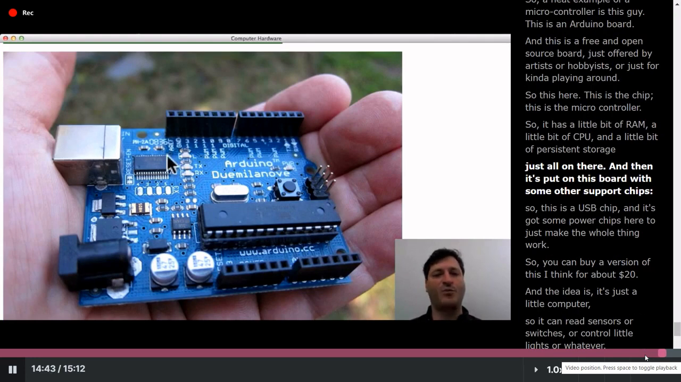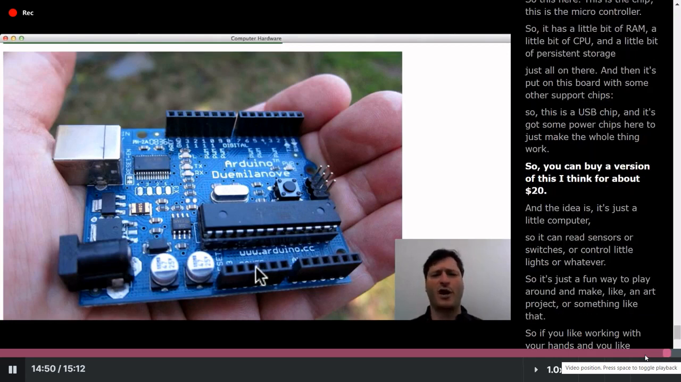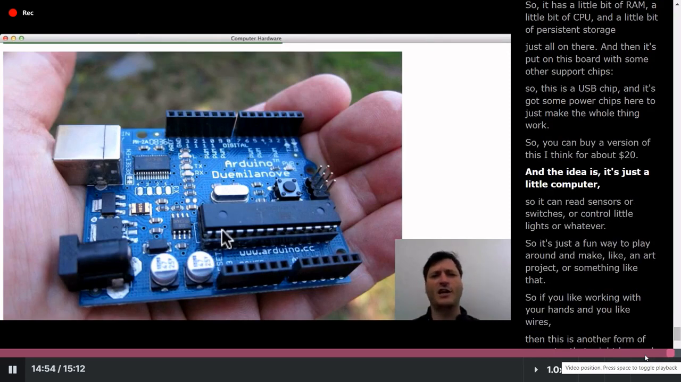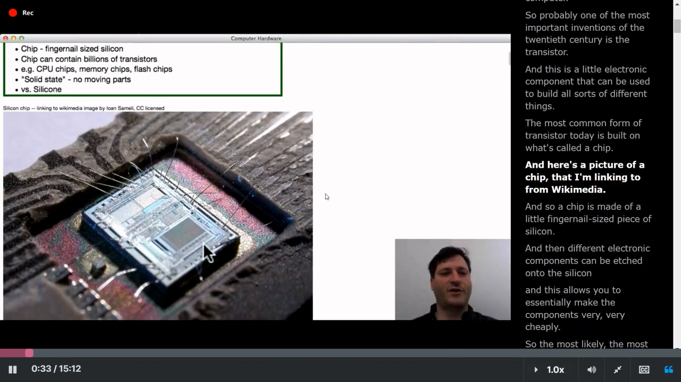And then it's put on this board with some other support chips. This is a USB chip, and it's got some power chips here to just make the whole thing work. You can buy a version of this, I think, for about $20. The idea is it's just a little computer, a chip. And here's a picture of a chip that I'm linking to from Wikimedia.